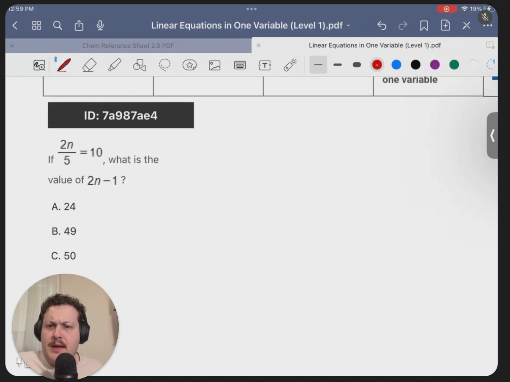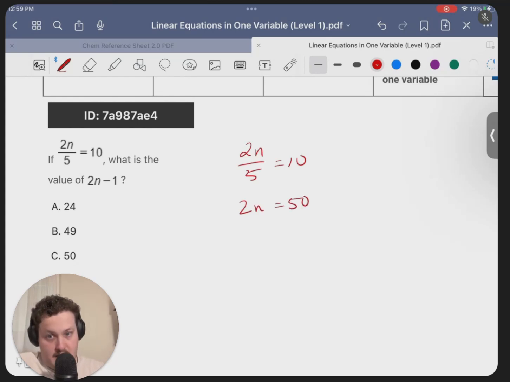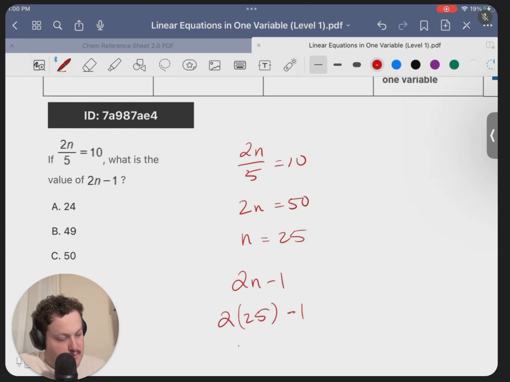There are a couple ways to think about this, but let's just figure out what n equals. I think that's the easiest way of going about this. 2n divided by 5 equals 10, so 2n equals 50. Isolating the variable, n equals 25. So what is 2n minus 1? Well, that's 2 times 25 minus 1. That's 50 minus 1. That's 49.